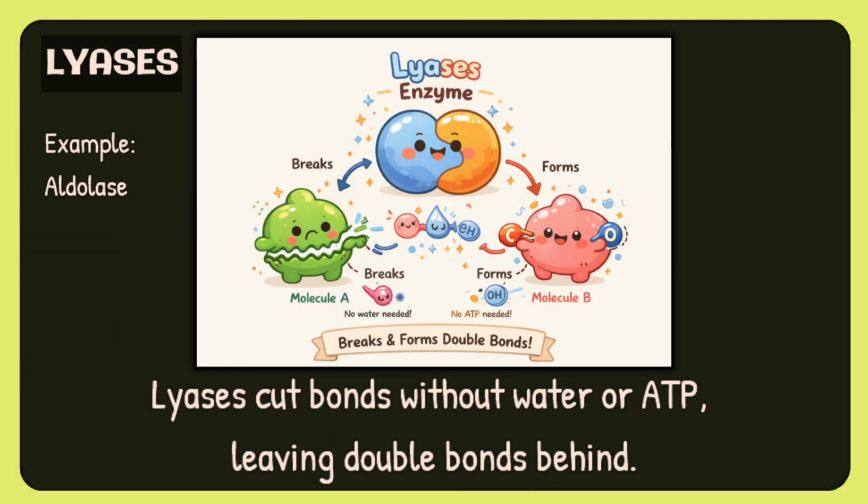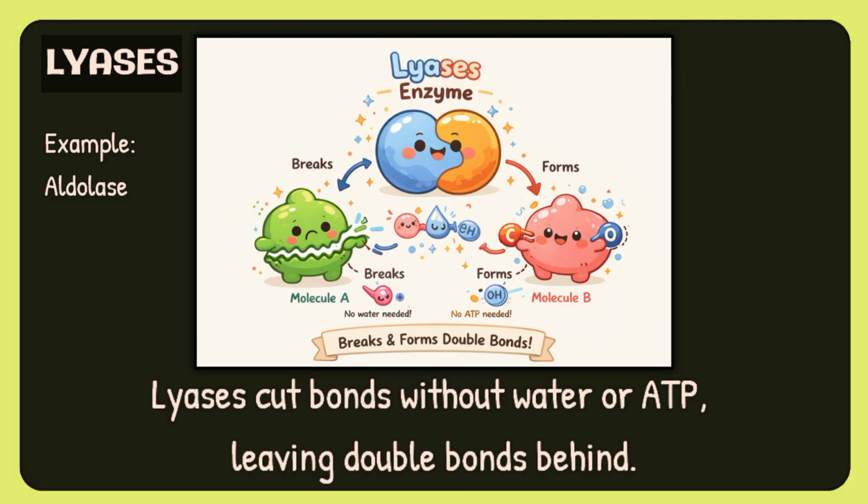Lyases are enzymes that break chemical bonds without using water or ATP, often creating a double bond or a ring structure in the process. A classic example is aldolase, a key enzyme in glycolysis.